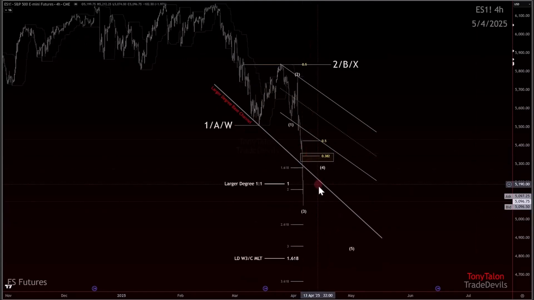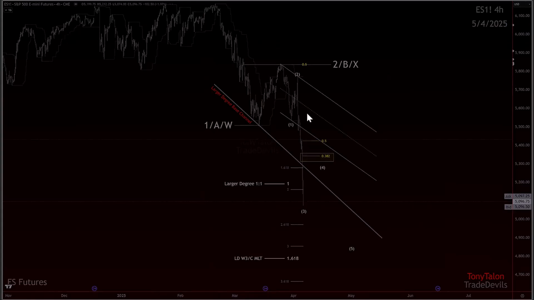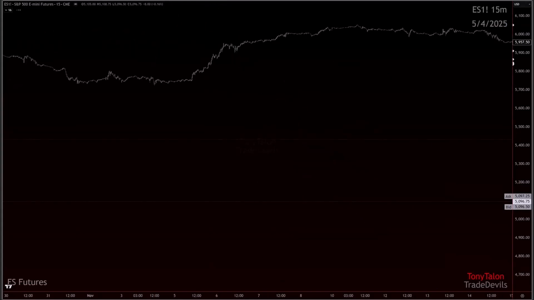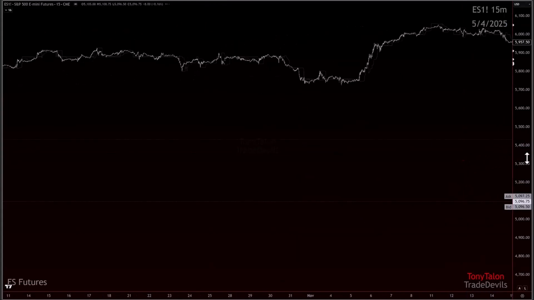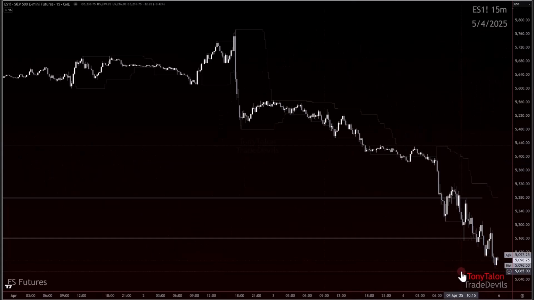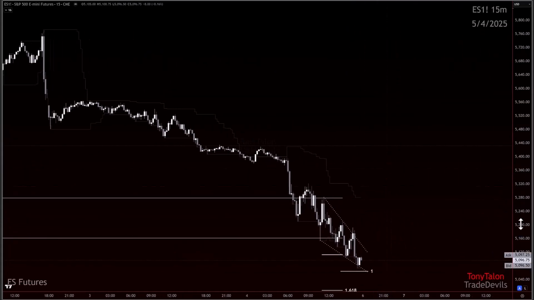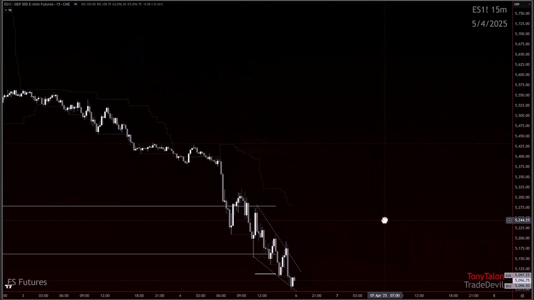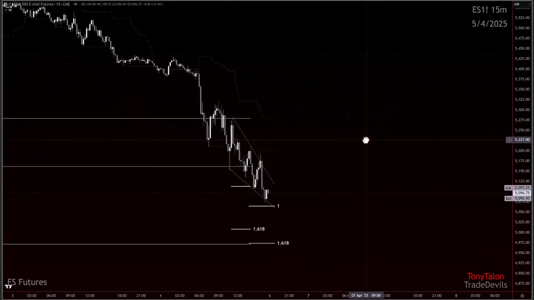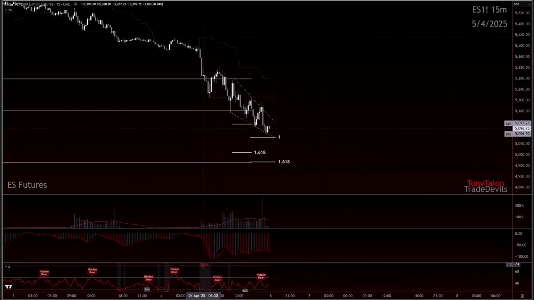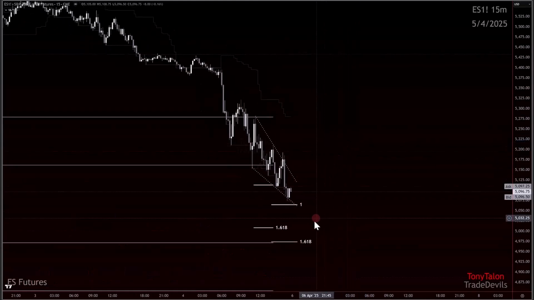Now, I guess the next question is, is this thing going to end? Well, going to cut down to the 15. I think we do have some potential here. It's the weekend. Anything can happen. We have to wait and see what happens. But down here on the 15-minute, there's a little bit of a diagonal looking situation going on. So this could be a potential spot to look for it to end, but we don't know for sure.